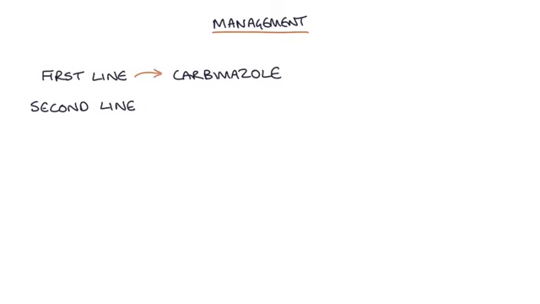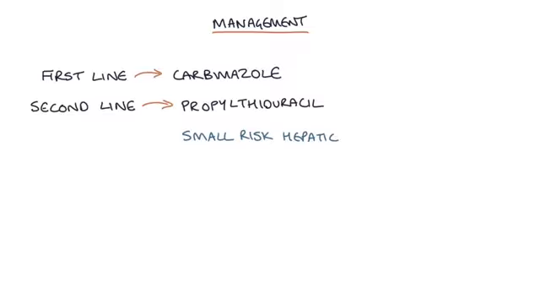Second line treatment for hypothyroidism is propylthiouracil, and this is used in a very similar way to carbimazole, but there's a small risk of severe hepatic or liver reactions, and these reactions can be severe enough to cause death, which is why carbimazole is the preferred option.